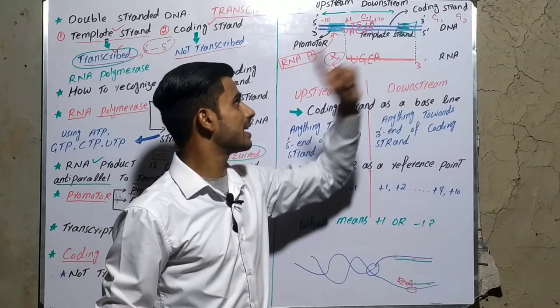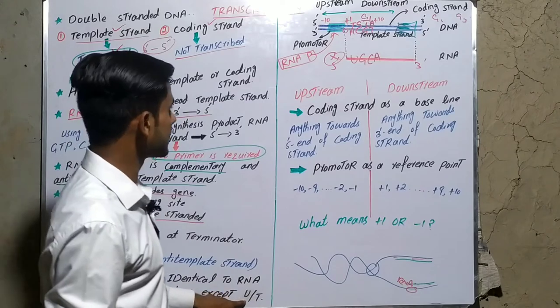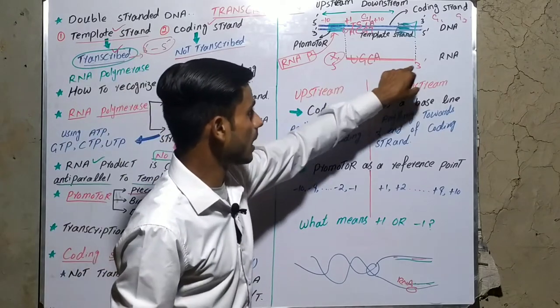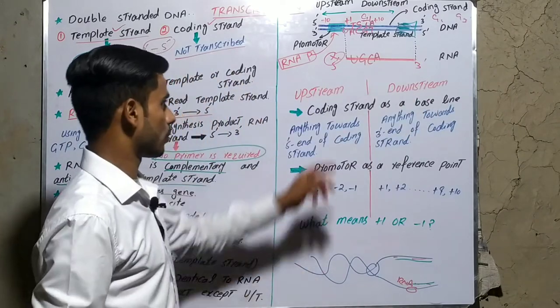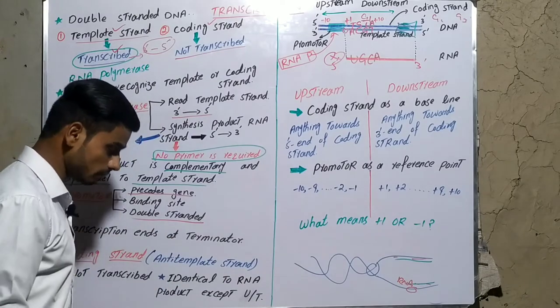As the coding strand is the strand of DNA, therefore here is a thymine, and as uracil is part of the RNA strand, here is a uracil present. So this was a little bit of an exception about that.